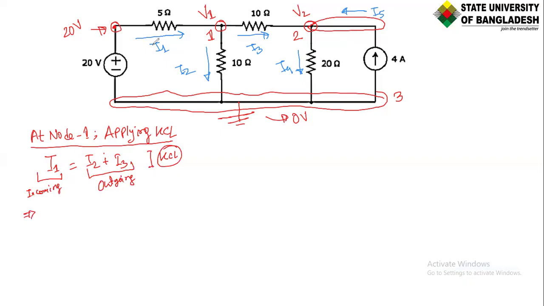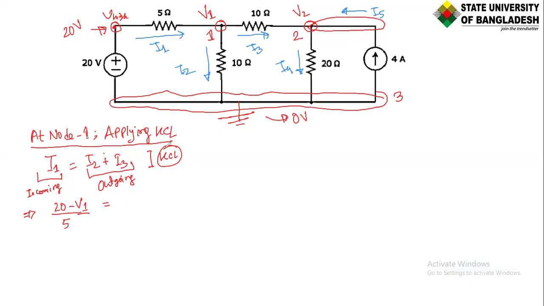What does it say? The current I1 is going from the higher potential to the lower potential. The higher potential is 20 V here and the lower potential is V1, right? So I1 will be 20 minus V1. Why am I not writing the V1 value there? Because V1 is unknown to me. We have to find out that value, therefore we are doing this nodal analysis. Since it's unknown to you, write it as a variable. We will solve this equation. And the current is passing through the 5 ohm, so divided by 5.